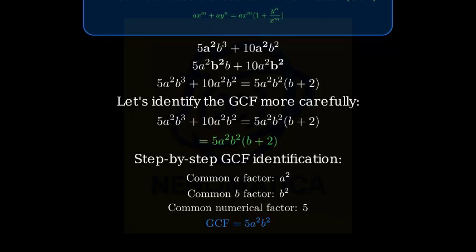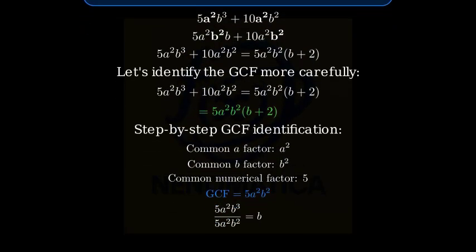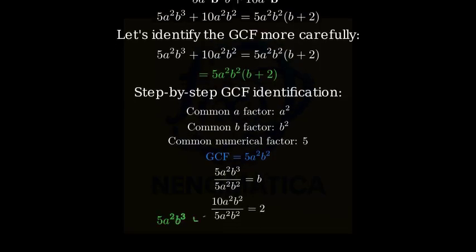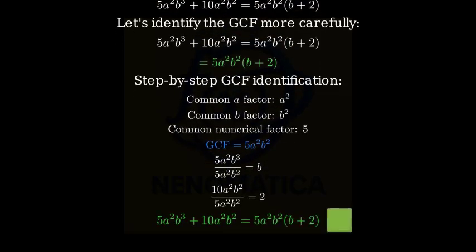Now, let's factorize by dividing both terms by the GCF. 5a squared b cubed divided by 5a squared b squared equals b, and 10a squared b squared divided by 5a squared b squared equals 2. So our factorized expression is 5a squared b squared times the quantity b plus 2. Let's move on to our third example.